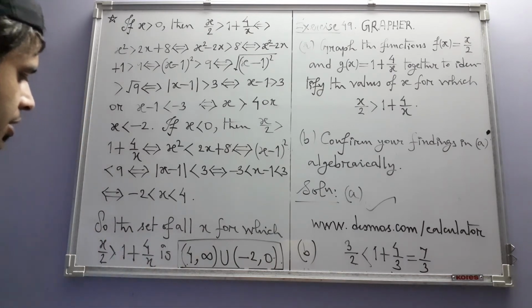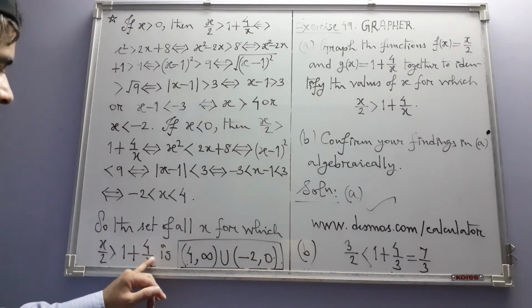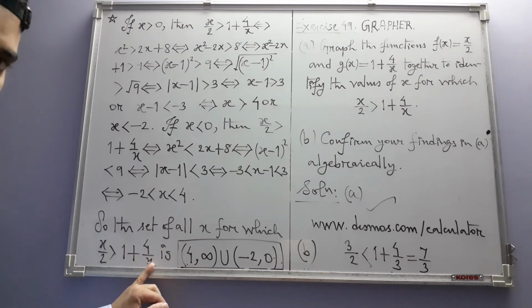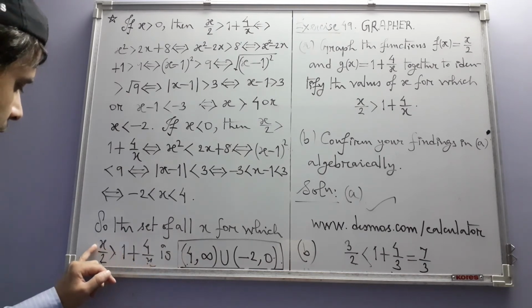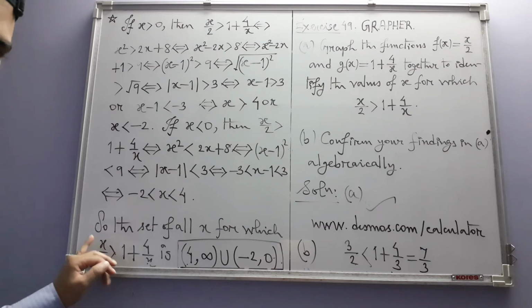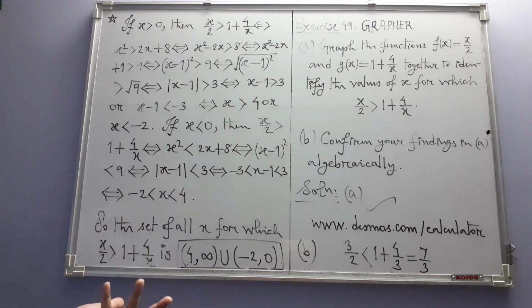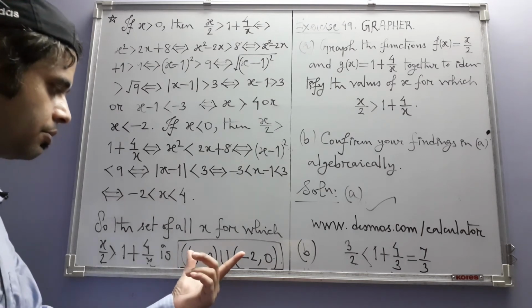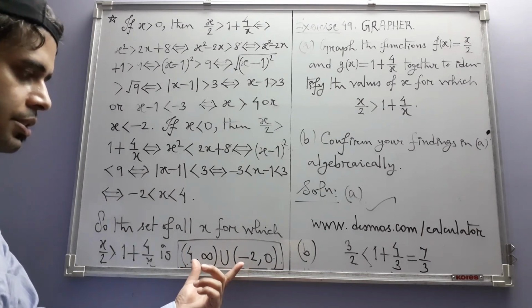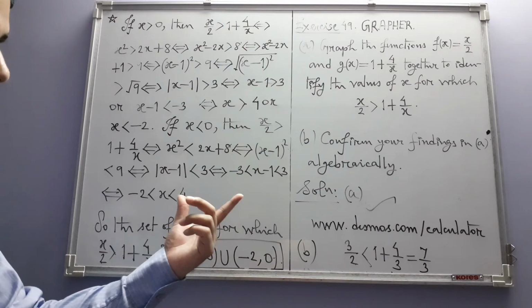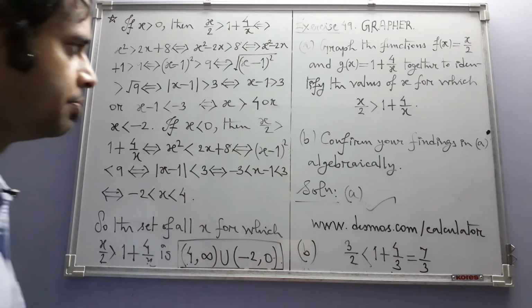If you take x equal to 4, then 4 by 4 is 1. So the right hand side becomes 2. And the left hand side also becomes 2. 2 is not greater than 2. So that's why 4 is also not a part of the solution. So this is the set of those x for which the given inequality will be true.